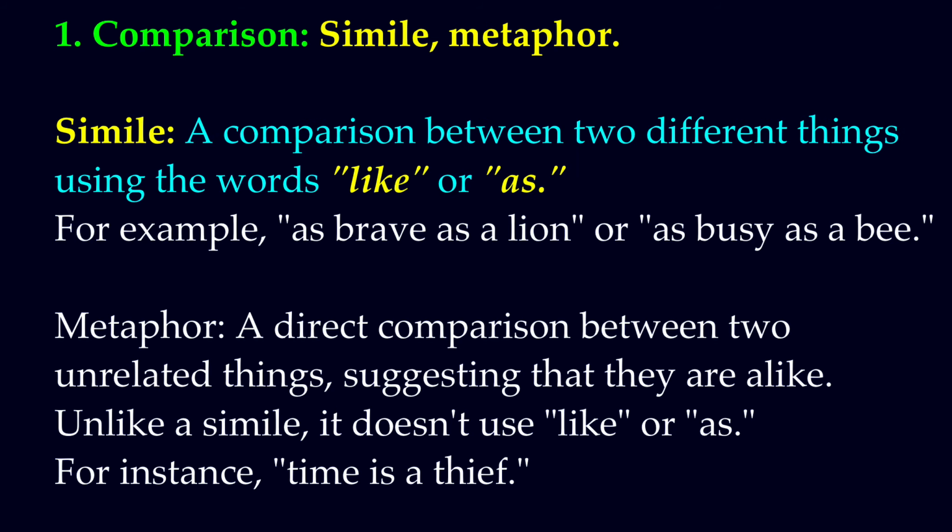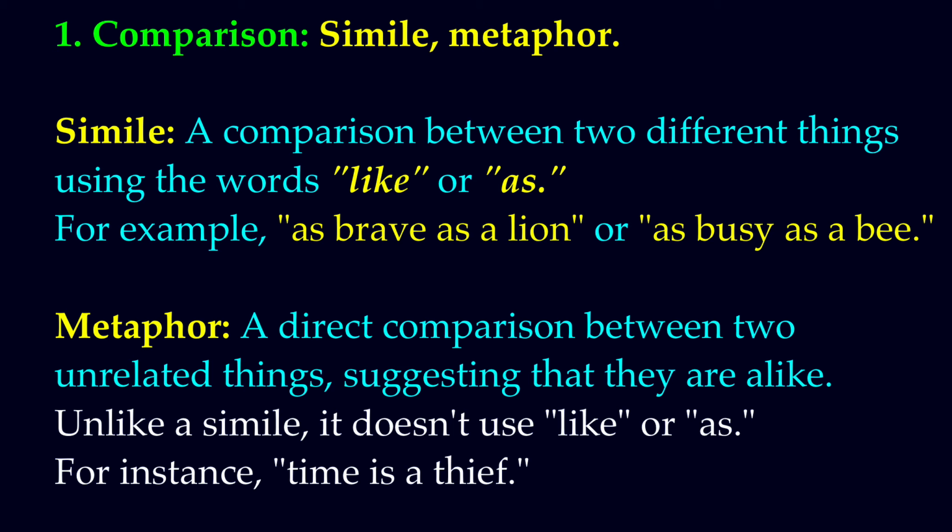Simile is a comparison between two different things using the words like or as. For example, as brave as a lion or as busy as a bee. Metaphor is a direct comparison between two unrelated things, suggesting that they are alike. Unlike a simile, it doesn't use like or as. For instance, time is a thief.